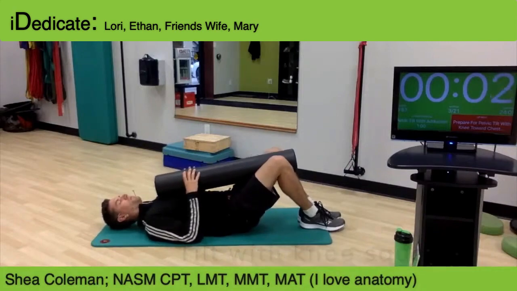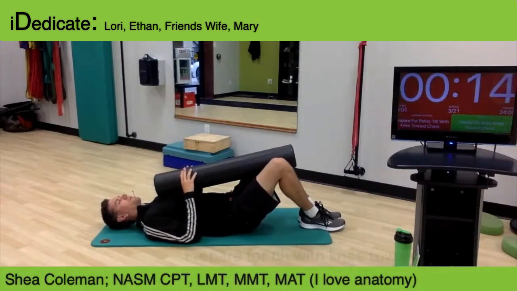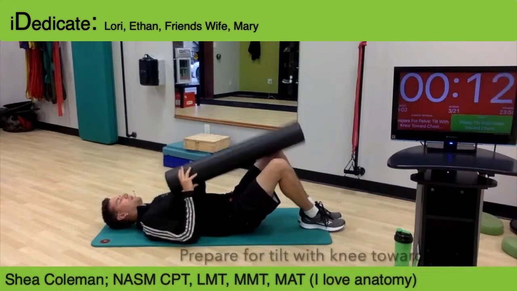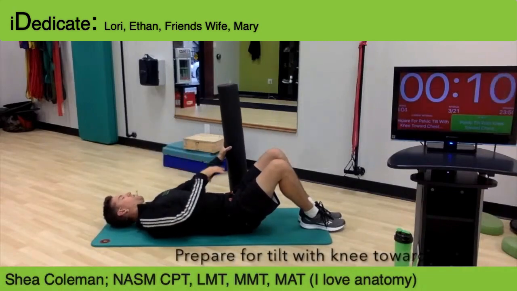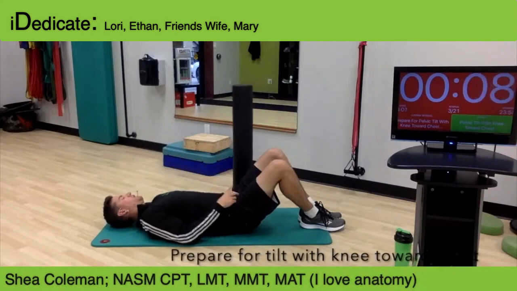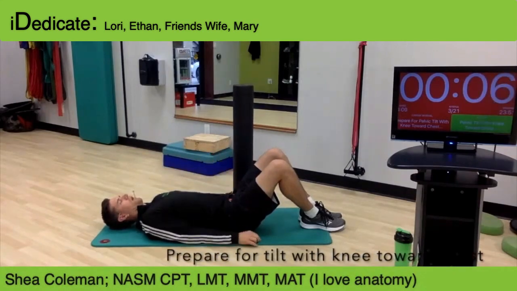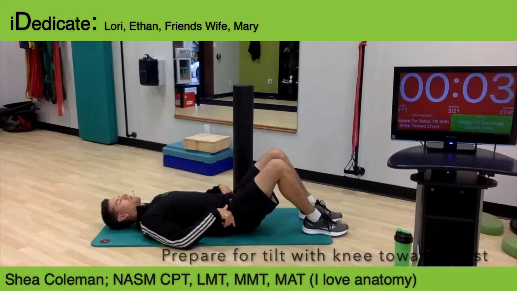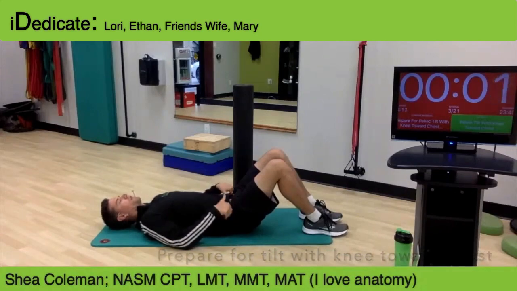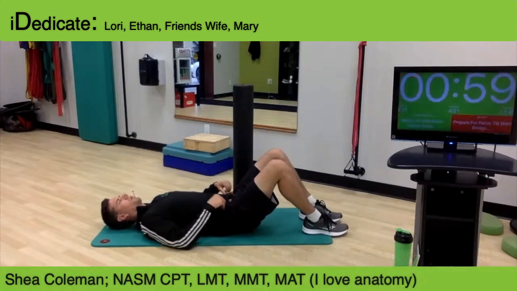Three, 2, 1. Prepare for pelvic tilt with knee toward chest. Okay, tilt with knee toward chest. That just means a march, okay? And simply one leg at a time up towards the chest. Set the foot back down. 3, 2, 1. Pelvic tilt with knee toward chest.